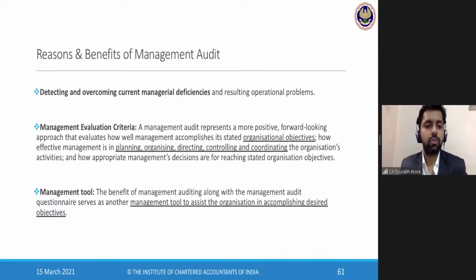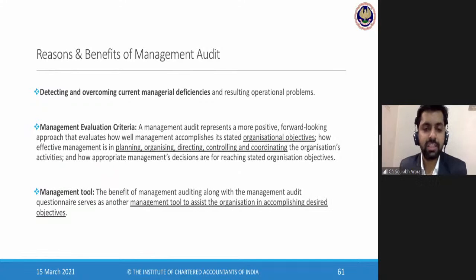And so effective management is in planning, organizing, directing, controlling, coordinating, and whether the organizational objectives are being met. So it is not just for overcoming deficiencies, but also to evaluate the performance of the management. Then in the management audit, one very important management audit tool is used, which is called the management audit questionnaire. The management audit questionnaire is in itself a very important management tool, and it forms part of this management audit. So this is one of the reasons and benefits of the management audit, that you come across the management audit questionnaire.